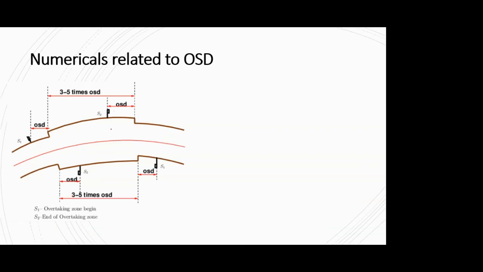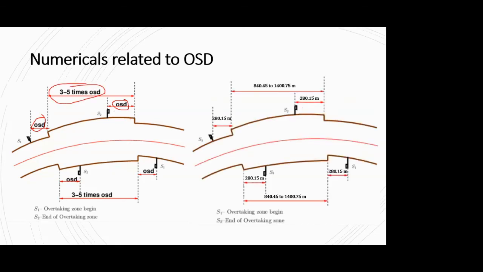Now what remains is the sketch. I have just shown here the one which I had explained in the theory. So this is the sketch. Now we have to just write the values in place of these. Okay. So, for the right side traffic, this will be the start point where the sign post will be installed. After 280 meters, you will have the wider road. That wider road will continue for, here I have written, 840 to 1400.75 meter. Now this depends on the site conditions.